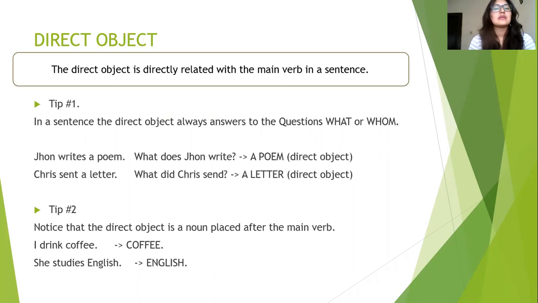The second tip is that we have to notice that the direct object is a noun placed after the main verb in most cases. So, I drink coffee. In this case, without asking the question starting with what or whom, we notice that the word coffee is the direct object. I drink what? Coffee. Okay? She studies English. In this case, the word English is also considered the direct object.